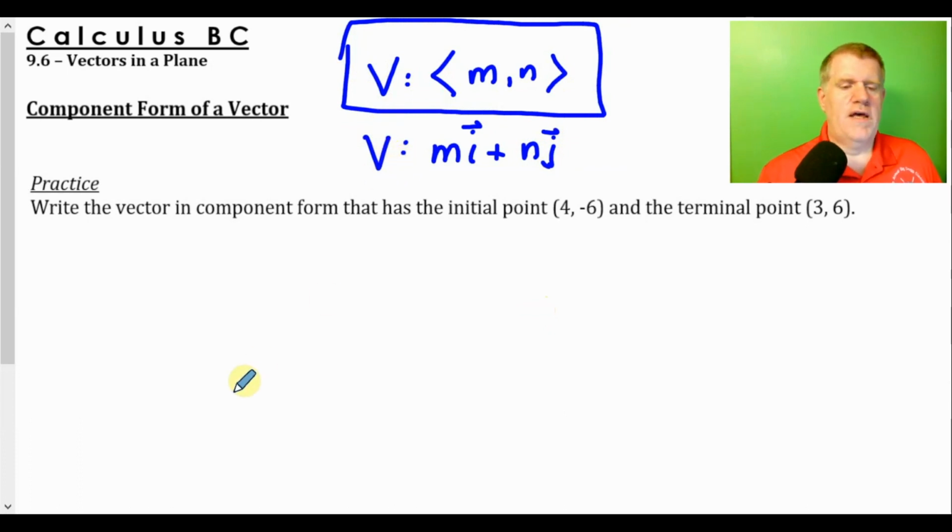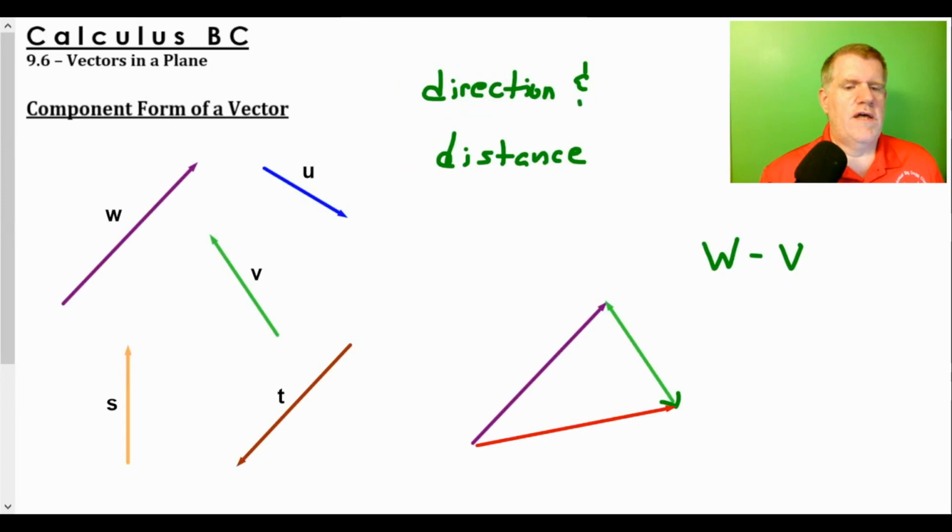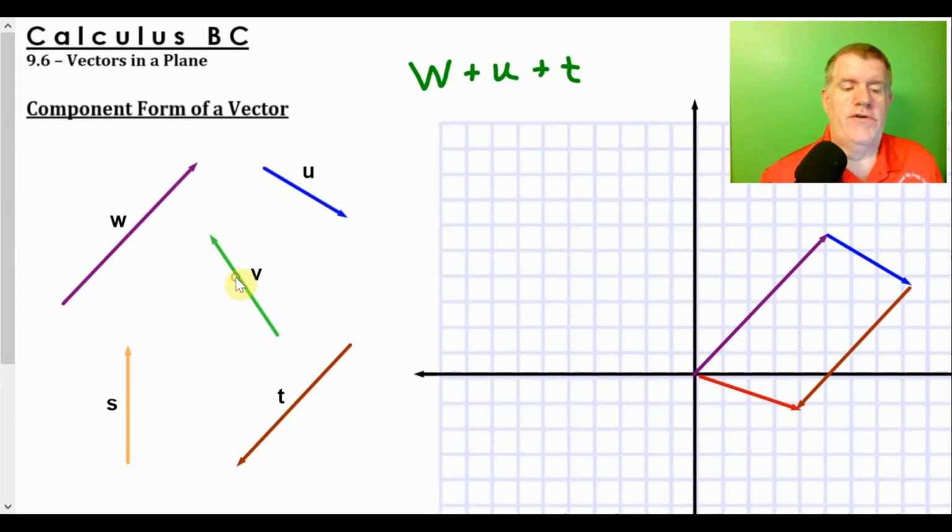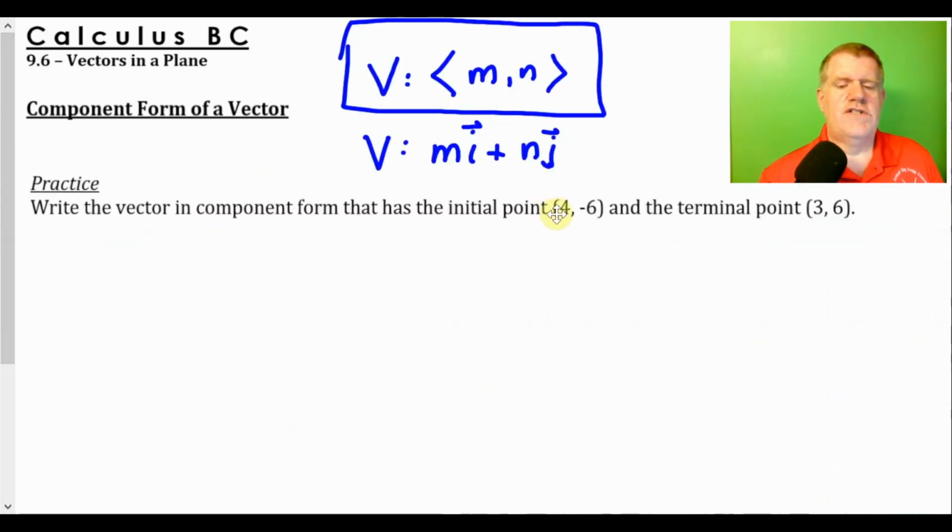All right. So how do we write this in component form that has the initial point of (4, -6) and terminal point of (3, 6)? Now remember, that's going to be a very specific thing. Hey, I said from the origin. Didn't he just say from the origin? Remember, any vector can be written anywhere. So even though this v can be written from the origin that way, if I put the v at another originating point, well, that's my vector. It's the same magnitude, the same direction. It's equivalent.